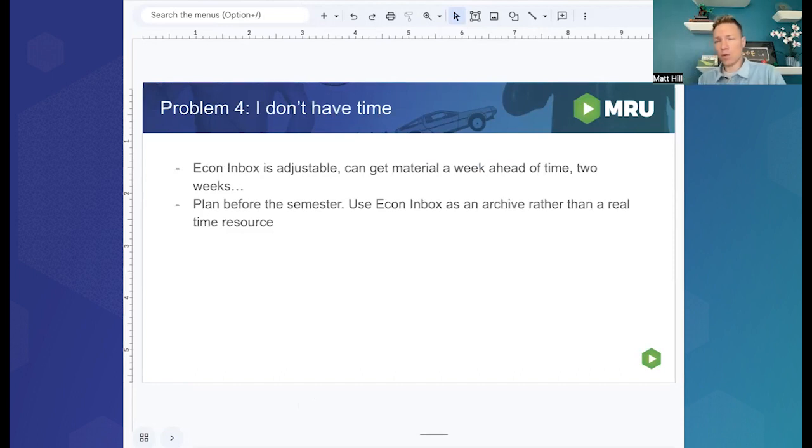Okay, so another aspect of EconInbox that I want to mention is that it is adjustable. You can set it so you get the news articles a week ahead of time, or 2 weeks ahead of time. I personally use EconInbox this way. I typically don't have time during the semester, though I can bring something up to my students at the beginning of class. But in terms of incorporating it into my slides or homework, I like to do that ahead of time. So I'll usually go through last semester's EconInbox before the semester to see if there's stuff I want to pull out and add this semester. However you want to use it, it is adjustable.